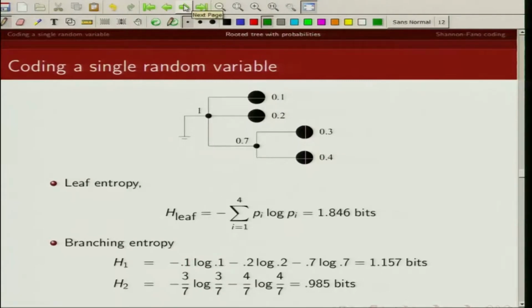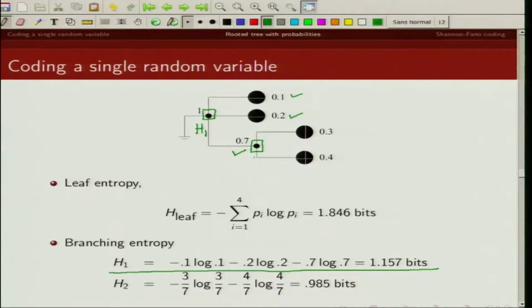We can compute the branching entropy at this node, or at this particular node. If we compute the branching entropy of this particular node, which I am denoting as H1, then what are the branching probabilities of selecting each of these branches? The probability of selecting this branch is 0.1 by 1, this is 0.2 by 1, and this is 0.7 by 1. So the branching entropy for this particular node is given by this expression.